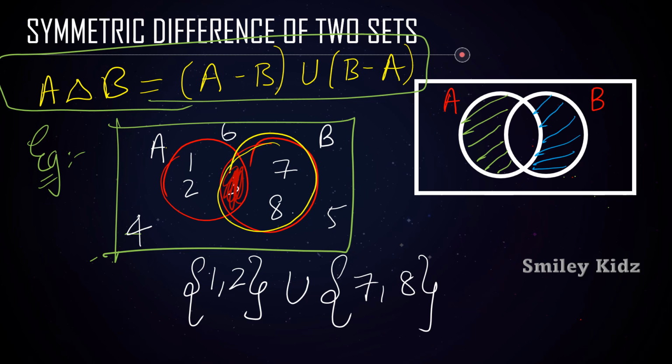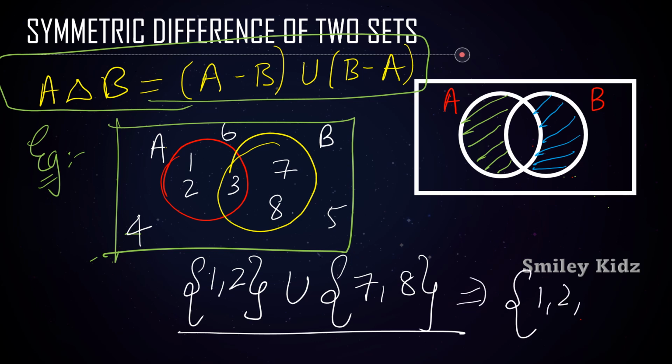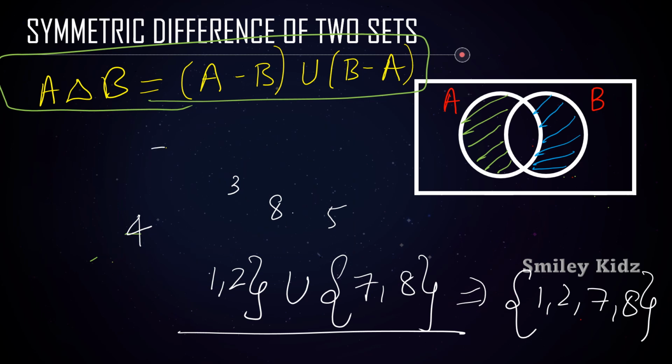Isn't it? Alright. Now that is the case. Now you're going to take the union of this. What is that going to be equal to, everybody? This is simply going to be 1, 2, 7, 8. And this is the symmetric difference of two sets. Now the questions are not always direct, giving you the Venn diagram and asking you, right? They can also be numerical.